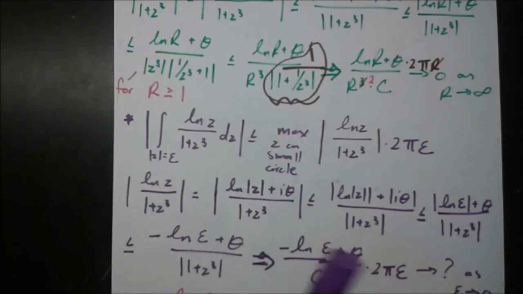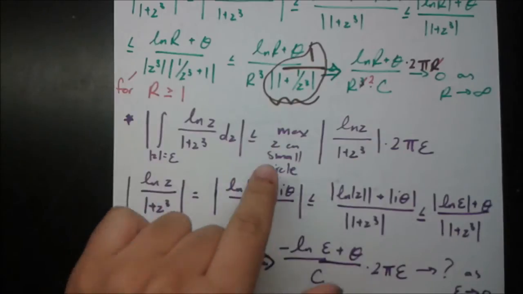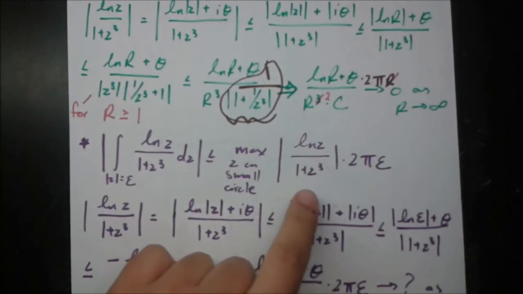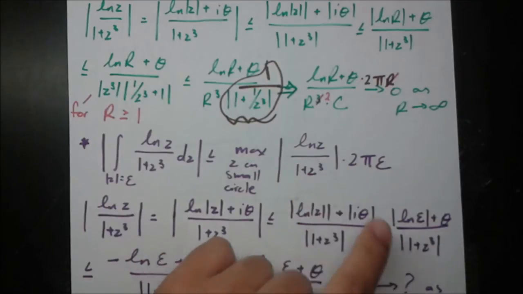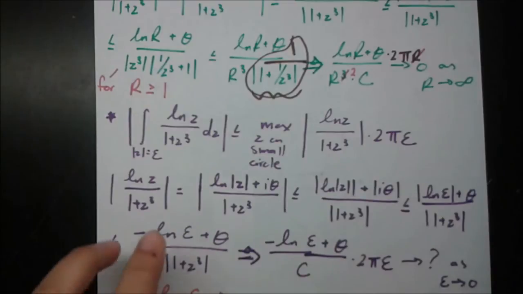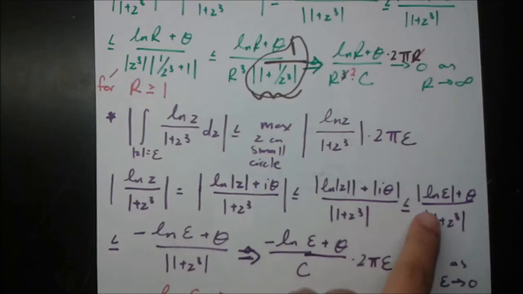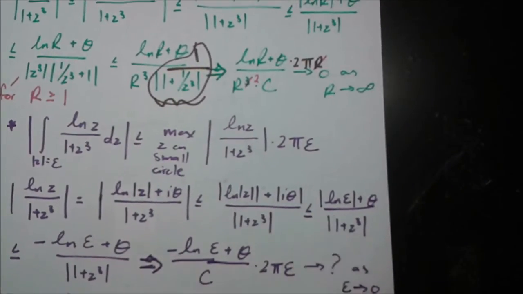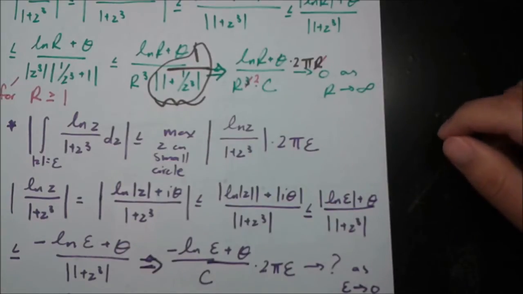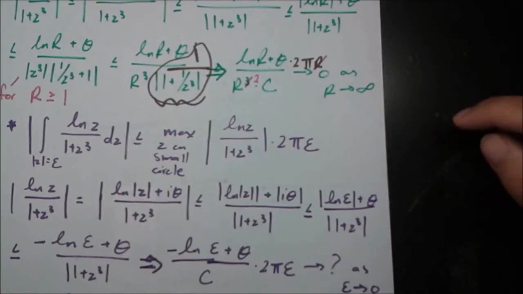For this one, we have the integral here is less than or equal to the maximum of z on the small circle of the modulus of natural log z over 1 plus z cubed, times 2 pi epsilon. Again, we want to find the maximum value of this. We do the exact same calculations up until this point. Now we have the modulus of natural log epsilon plus theta over the modulus of 1 plus z cubed.